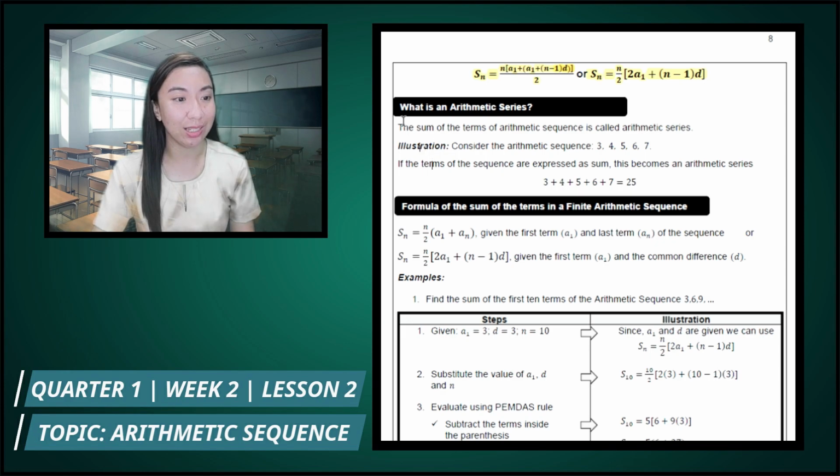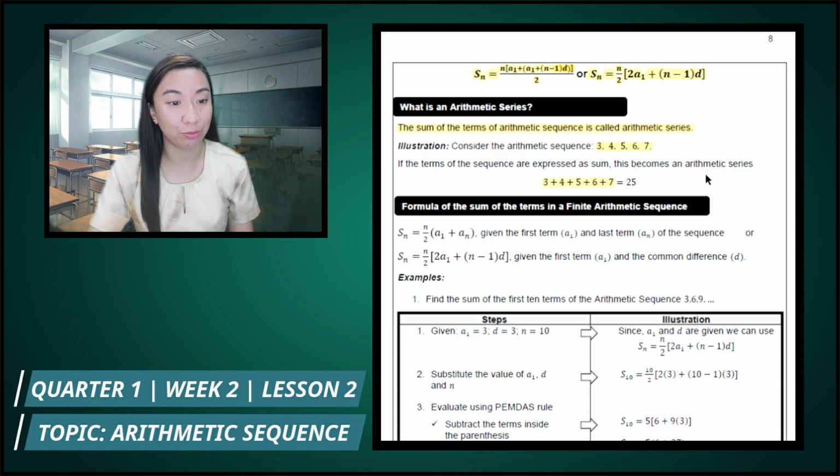So, accordingly, an arithmetic series is the sum of the terms of the arithmetic sequence. Okay, pinapa-add sa inyo yung mga terms sa arithmetic sequence, then that is arithmetic series. Okay? As an illustration, let us consider the arithmetic sequence 3, 4, 5, 6, 7. If the terms of the sequence are expressed as a sum, this becomes an arithmetic series. So, magiging ganito yung itsura niya.